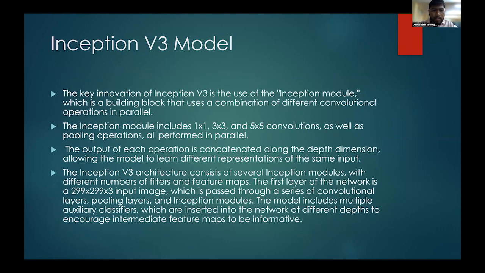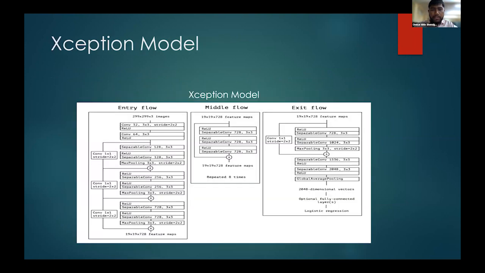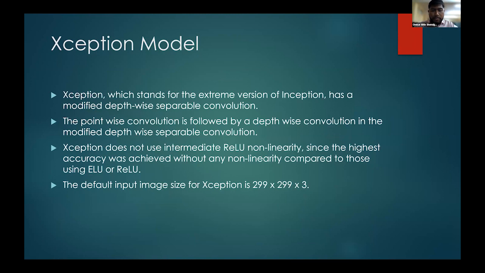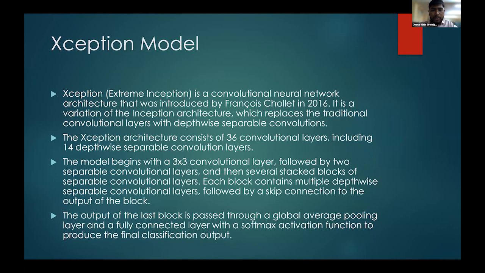As I was talking about, 1x1, 3x3, and 5x5 convolutions were used. So Inception V3 was way better than Inception. And the third model that we used was the Xception model. The default input size for Xception is 299 by 299 by 3. It's nothing but extreme Inception, we can call Xception that. It's very similar to the Inception model, except that a point-wise convolution and a depth-wise convolution happen in Xception.